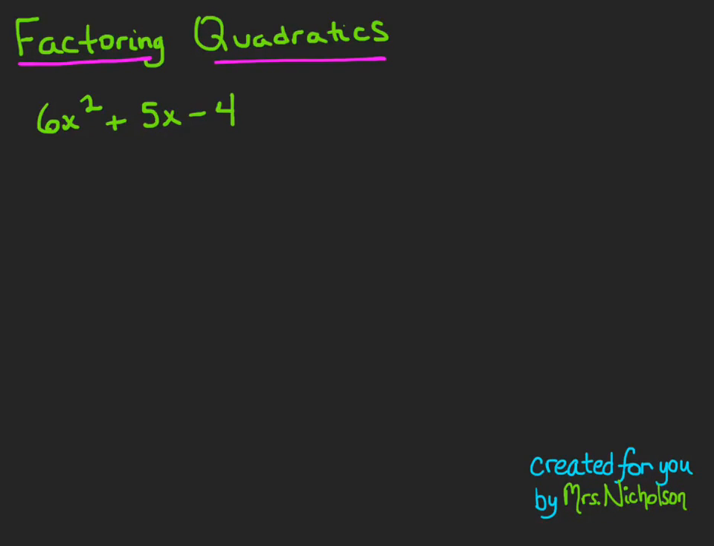In this video, we're going to look at a couple examples for how to factor quadratics. This first example that I'm giving you is 6x squared plus 5x minus 4. We need to factor this. I'm going to start out by multiplying together my first and last terms. I'm going to write it out over here to the side.